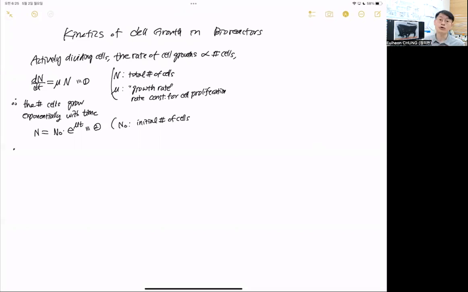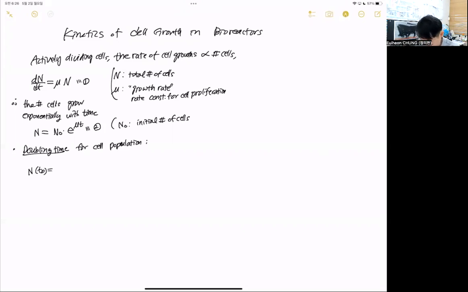Okay, then here we can actually consider, when we are culturing cells, we know the cells grow pretty fast, like exponentially. And so we can define the time when the cell population becomes twice. We can call it the doubling time. So doubling time for cell population is when the n becomes twice. Let's define the time as t sub d, the doubling time.